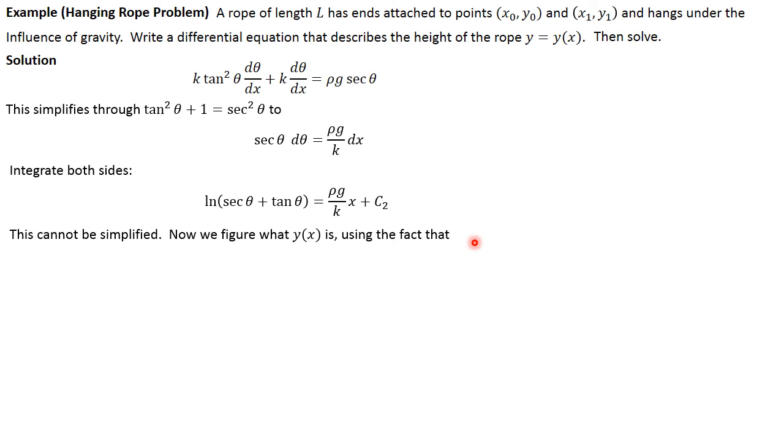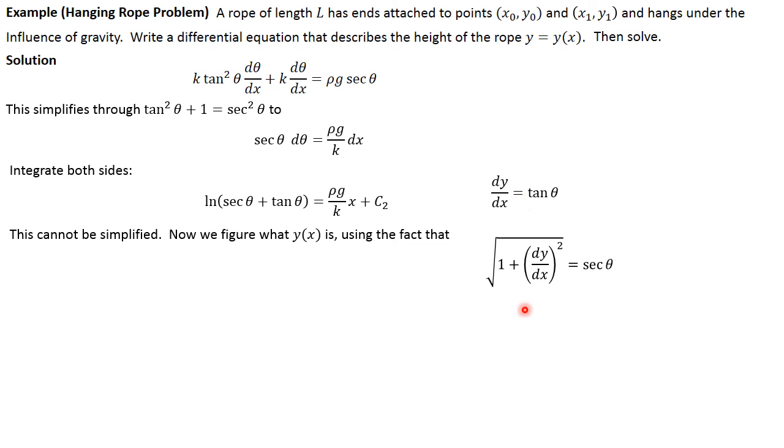And we want to use the fact that the slope of the rope is just the tangent of the angle that the rope makes with the horizontal. And using a little bit of trig, secant of the angle the rope makes with the horizontal is equal to the square root of 1 plus (dy over dx) squared. You can get this equation from this equation just using the fact that tangent squared theta plus 1 equals secant squared theta, and then taking the square root of both sides. So this follows from this.